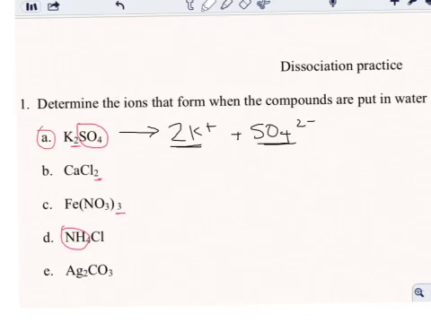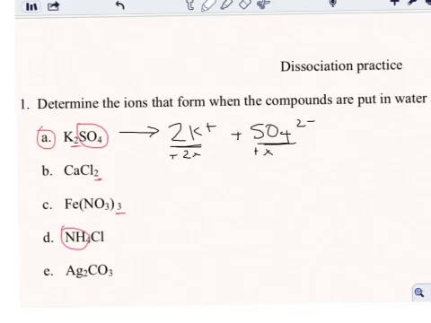Because initially we'd start out with 0, the change in this case would be plus 2x, and the change in this would just be plus x. So this will come into play when we solve our KSP problems.